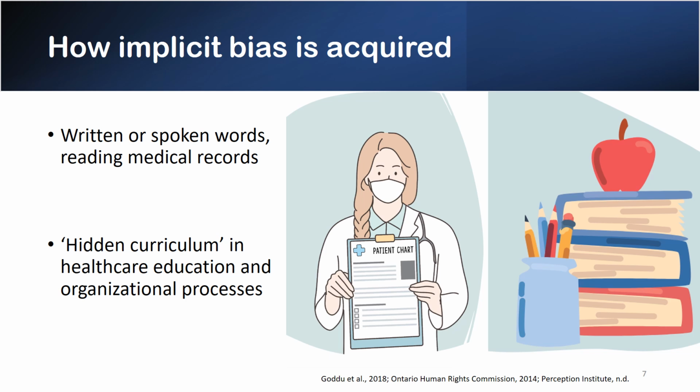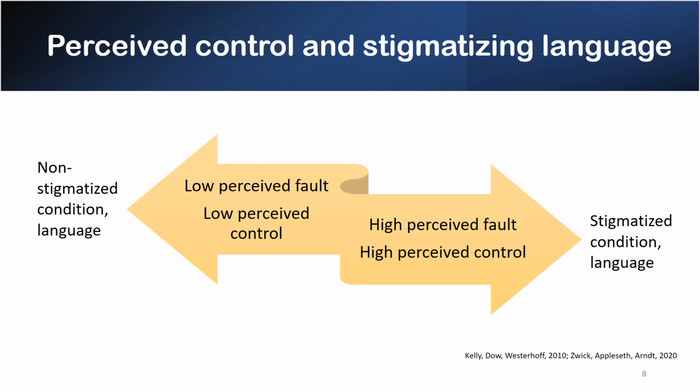Stigma and implicit bias lead to inaccurate assessments of patients, inaccurate expectations of behavior, and exclusion of patients from decision-making and care planning. Studies have shown that two main factors affect the burden of stigma placed on a particular disease or disorder: perceived control that a person has over the condition and perceived fault in acquiring the condition.